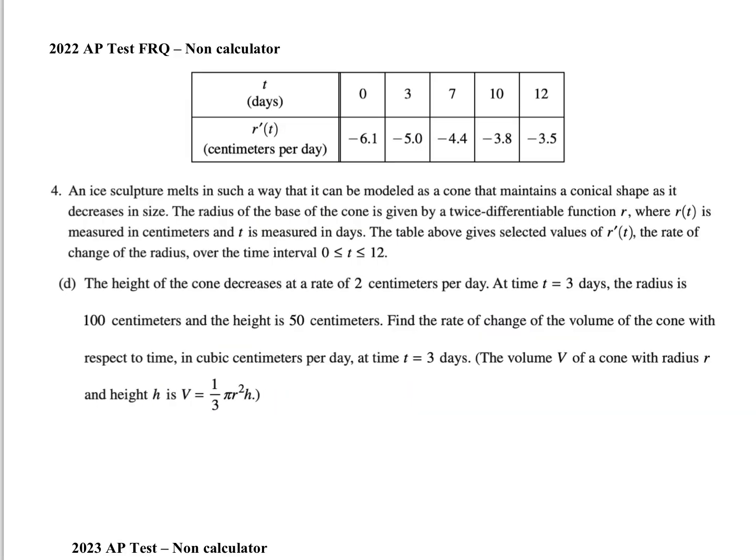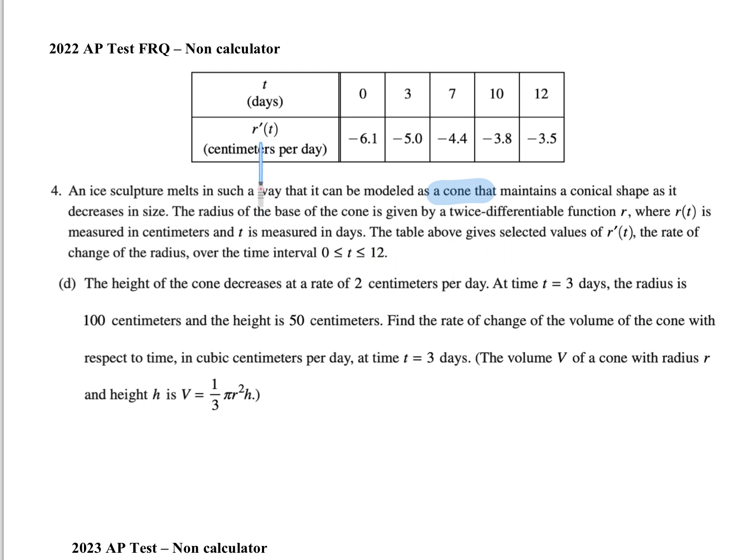And on a harder note, here we go. We've got an ice sculpture that melts in such a way that it can be modeled as a cone. You know it's going to be a perfect cone. The radius of the base of the cone is given by R. The table above gives selected values of R prime.